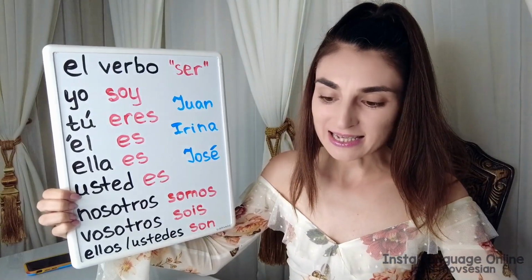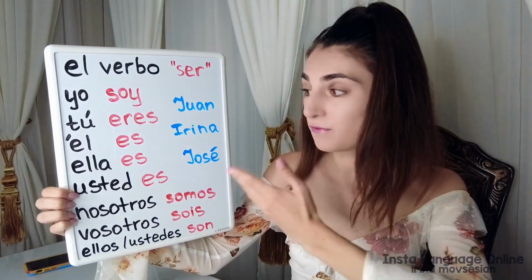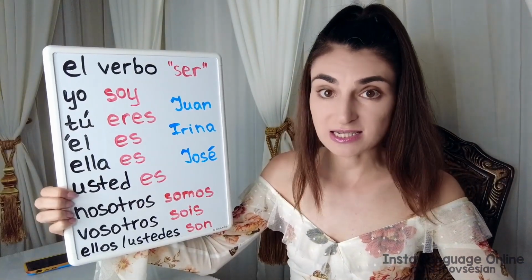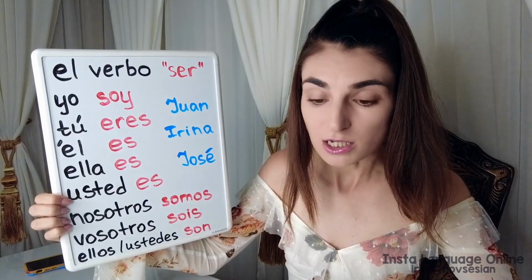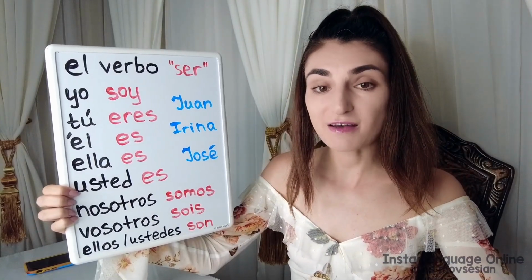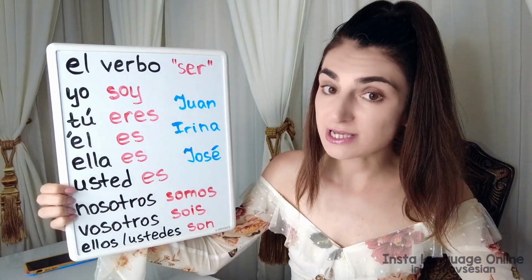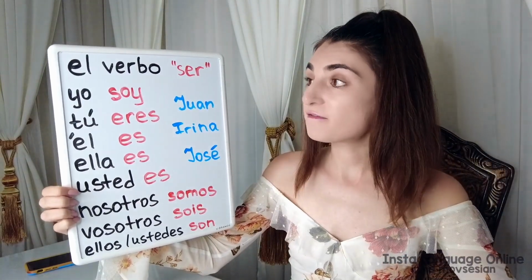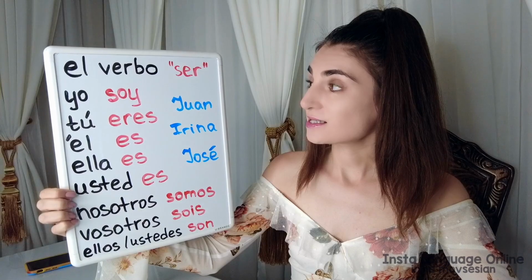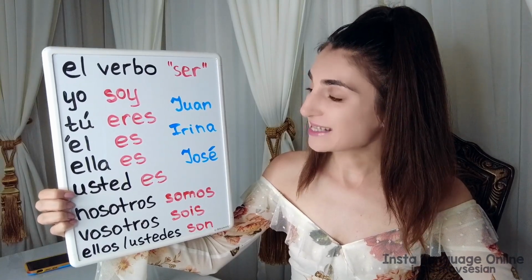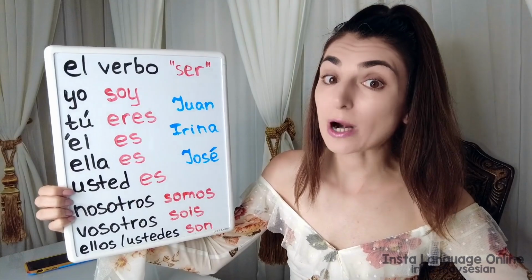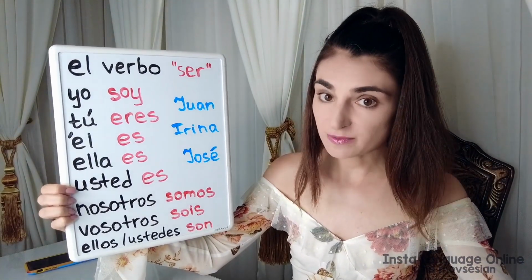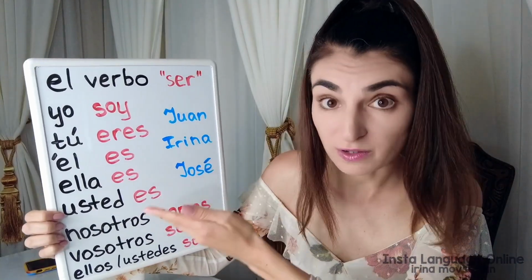Of course, in the English language, we have also forms of the verb to be. I am, you are, he is, she is, it is, we are, you are, they are. So we conjugate the verb, and conjugate means that we change the forms. Well, the verb to be, el verbo ser, is an irregular verb. What does it mean, irregular? That means that you have to remember all the forms.